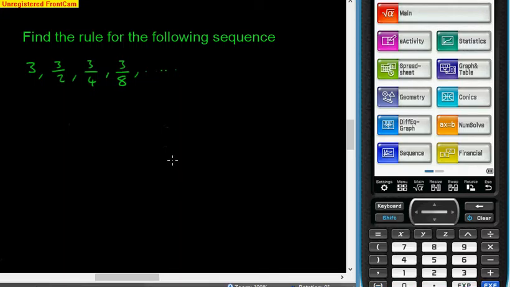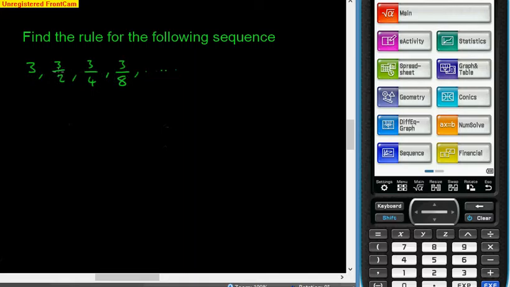Hello again. Now we have to find the rule for this particular sequence. It starts with 3, 3 over 2, 3 quarters, 3 eighths. Well, we should check if it's an AP or a GP first. Now I don't think it's going to be an AP, as an arithmetic sequence would require the same difference each time, and I can see between 3 quarters and 3 eighths there's not much of a difference there.